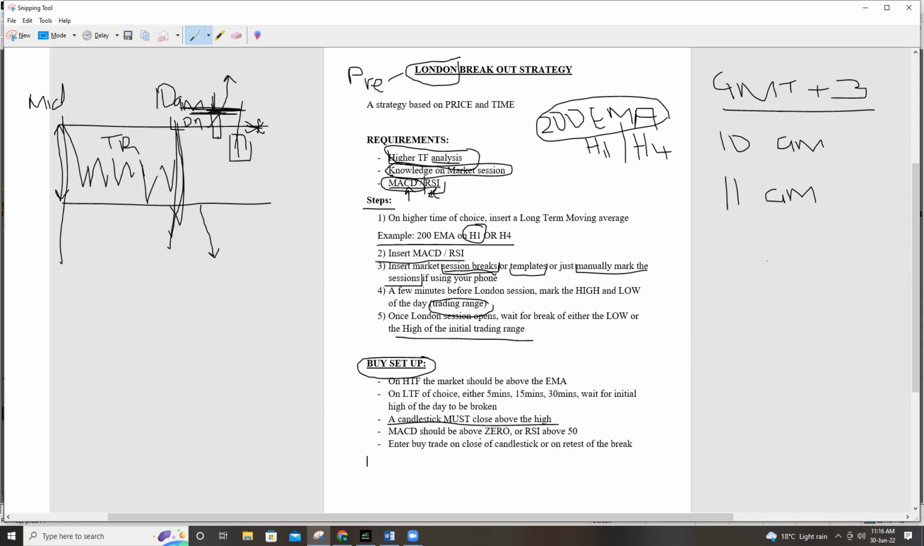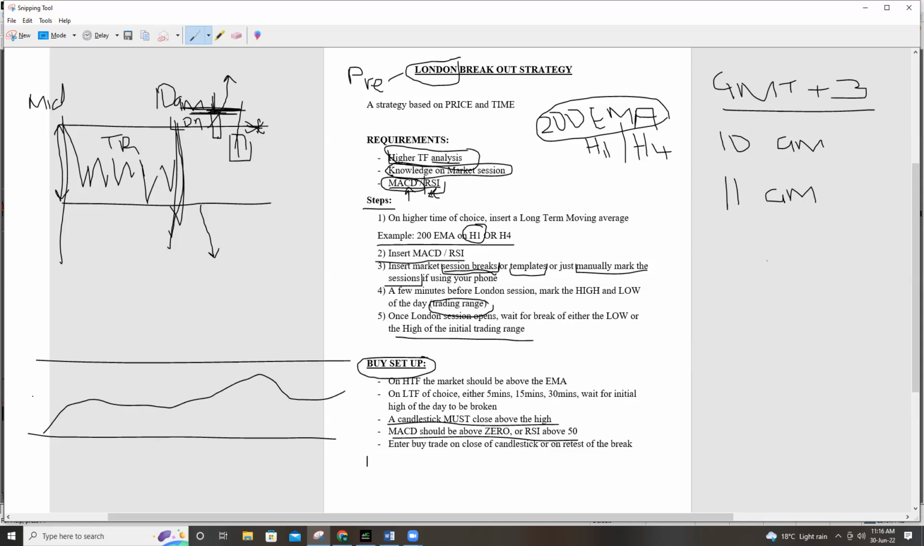Then MACD should be above 0 or RSI above 50. So for your MACD, let's do MACD. So you know MACD has that, and then there's the 0 line.